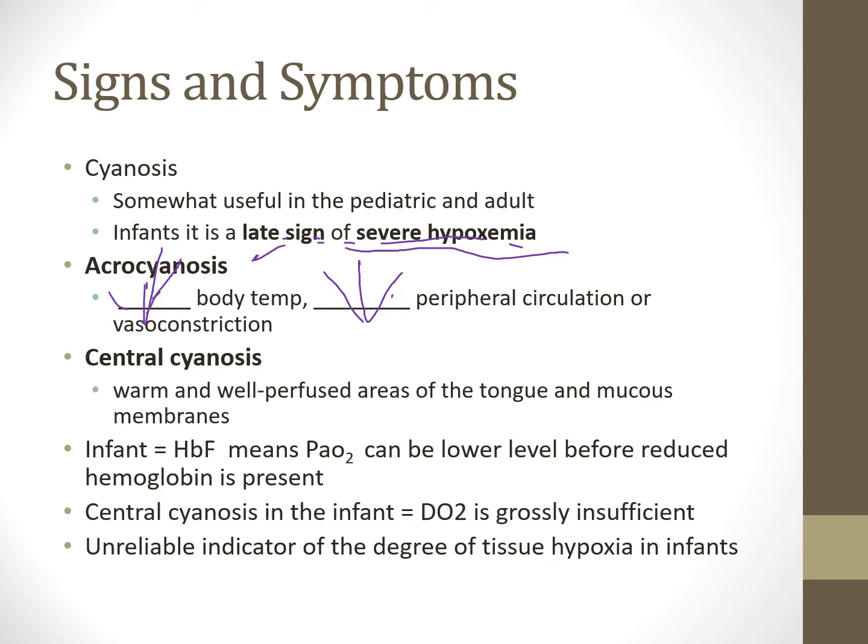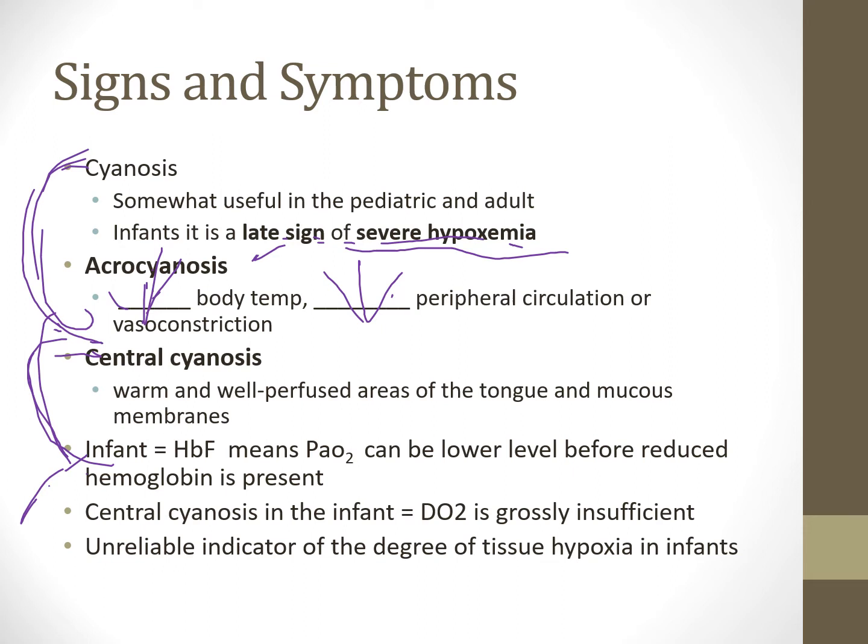If a baby has HbF, if we're checking co-oximetry, that means their PaO2 can be low before their deoxyhemoglobin is present. So that's another reason why we might not see cyanosis until a late grave sign. Because of this fetal hemoglobin, cyanosis is a late grave sign. Unlike the adults, who don't usually have fetal hemoglobin anymore, that will be one of the first signs you'll see on an adult.